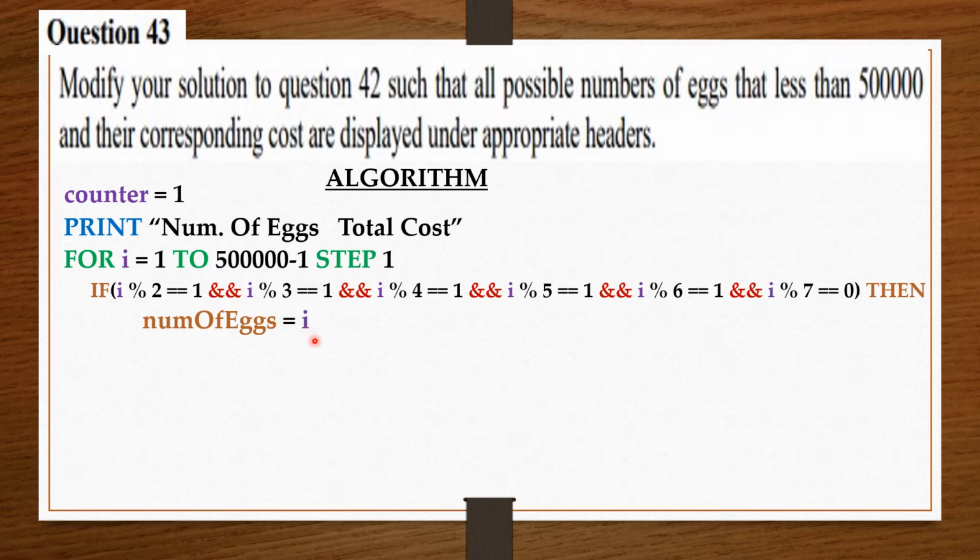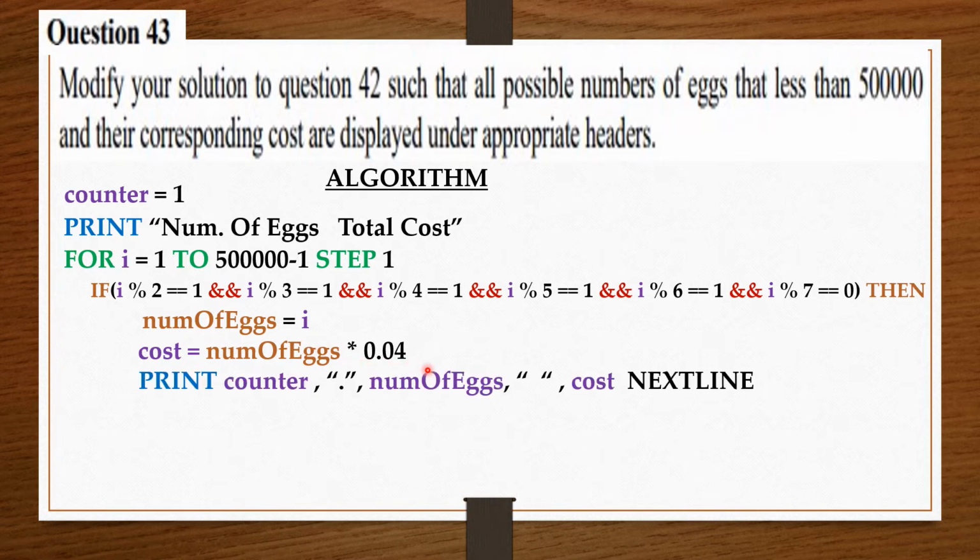Then the cost equals the number of x times 0.04, which is the 4 pesos. Then we print the counter. Now, what this counter is going to do is help us know the number of numbers that are less than 500,000 and are divisible by 7 and leave a remainder of 1 when divided by 2, 3, 4, 5, or 6. So the number of those numbers.